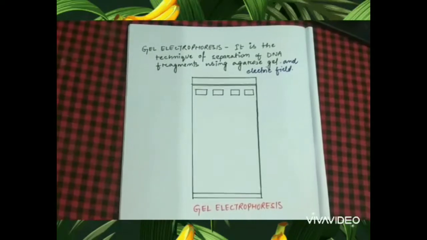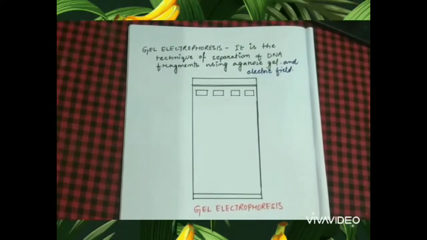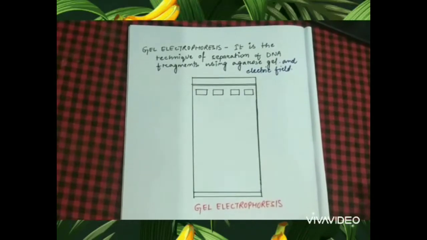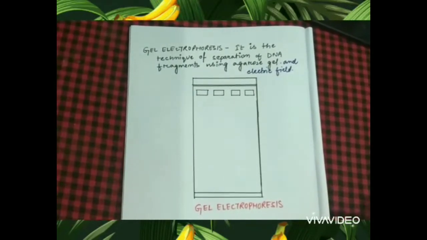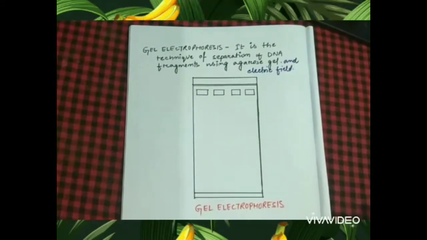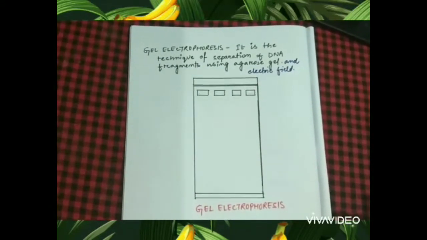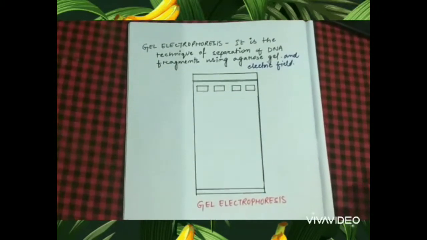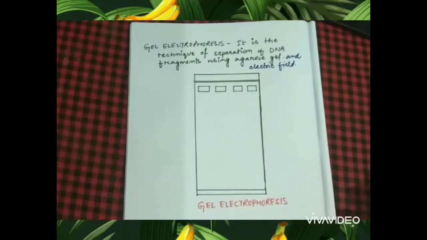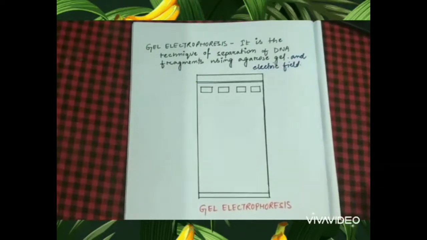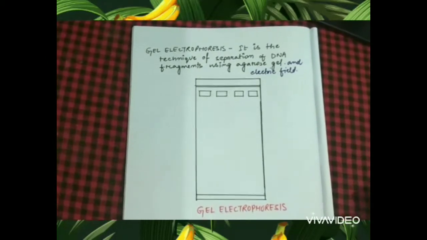In this method, the DNA fragments obtained using restriction enzyme from the desired DNA are separated. Through this technique, they are used to separate the DNA. And because of that purpose, gel electrophoresis is used during the genetic engineering process.